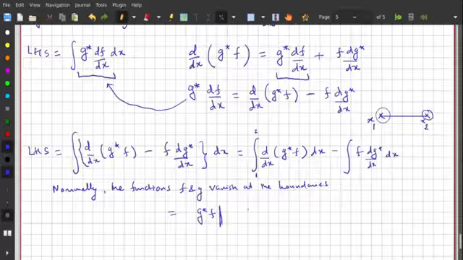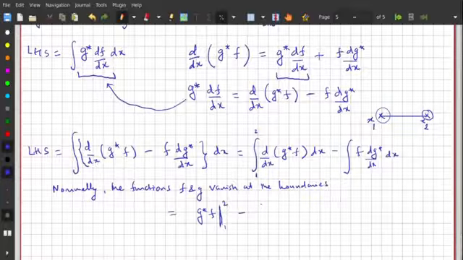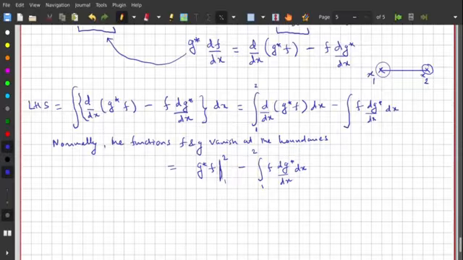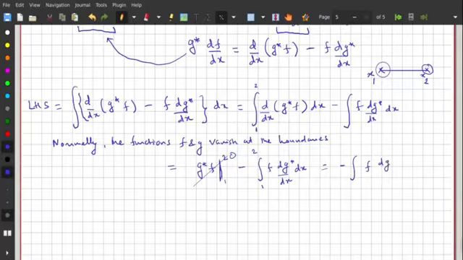Okay, similarly for g. So this is like the boundary term from 1 to 2, minus the integral of f from 1 to 2 of dg star dx. So using the idea that this function f and g vanish at the boundary, this term goes to 0, so we are just left with, so the left hand side becomes minus integral f dg star dx. So that's the left hand side.